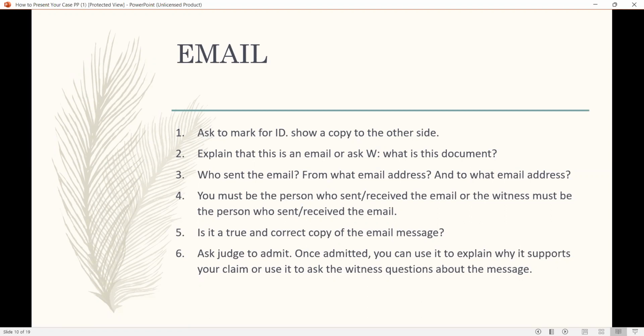Basically, if there are any communications in that email from a witness who's not present in court, it may be excluded because of hearsay. Finally, you want to tell the court that it is a true and correct copy of the email message, or ask your witness, is this a true and correct copy of that email message? Once again, ask the judge to admit the exhibit into evidence, and once it's admitted, you can use it to explain why it supports your claim, or use it throughout the remainder of the case to ask different witnesses questions about the message.